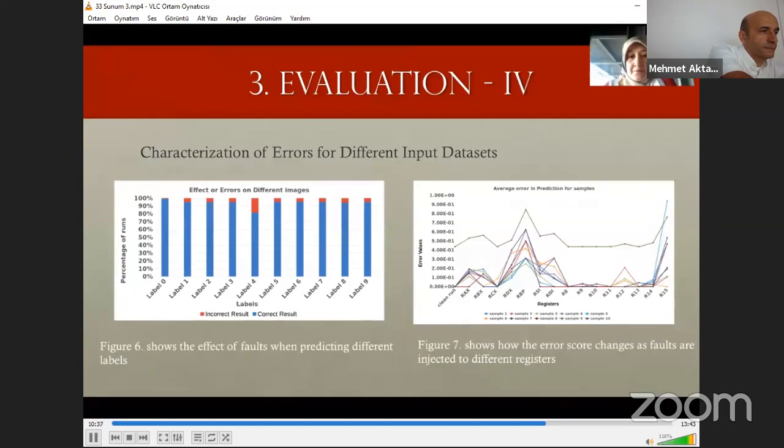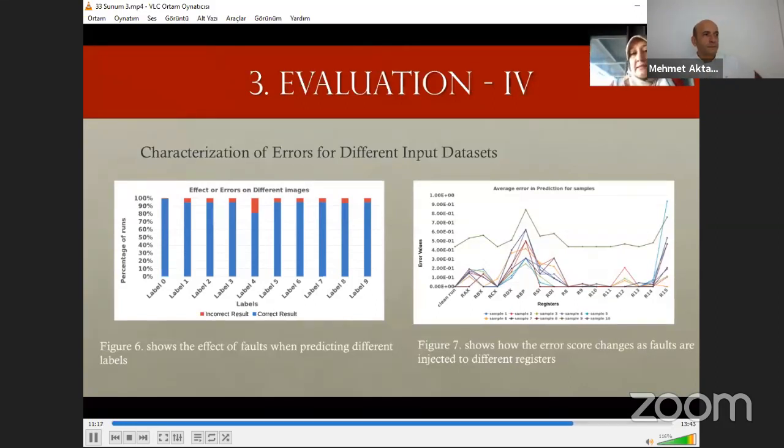In the first graph, we inject the fault to the input labels, and we collect them as, for instance, if it is label zero, it means the handwritten digit zeros are there. And according to the result, the most vulnerable input data sets are label fours. Because for four, if there is a slightly different input, then the ANN starts to predict it incorrectly.